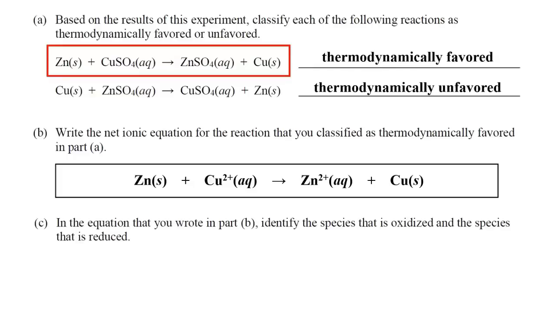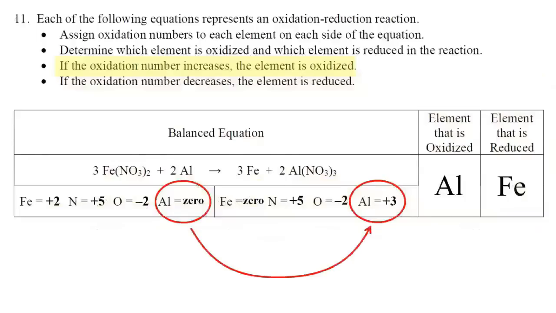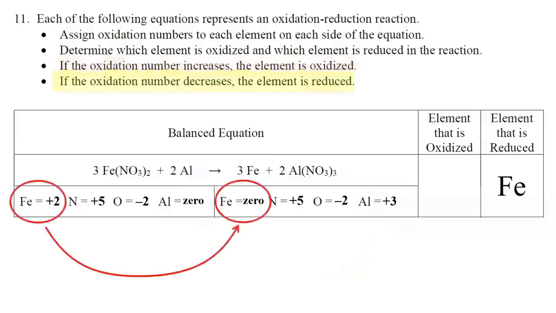reduced. Let me go back and show you a slide from an earlier video back in Unit 4. This is topic 4.7, types of chemical reactions. Highlighted on this slide is that oxidation-reduction reactions, also known as redox reactions, involve the transfer of one or more electrons between chemical species, as indicated by changes in oxidation numbers of the involved species. Another slide from an earlier video says that if the oxidation number increases, the element is oxidized, and if the oxidation number decreases, the element is reduced.